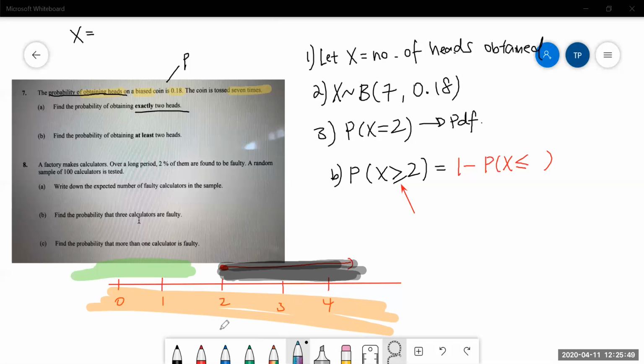Is it not smaller than or equal to 2? No. How can you do that? You're including 2 here already. You minus away 2, then how can you include 2 here? You think about it. You want 2 to be inside the X. How can you minus away this? Oh, so it's 1. Yeah, it has to be 1. Make sense to you?